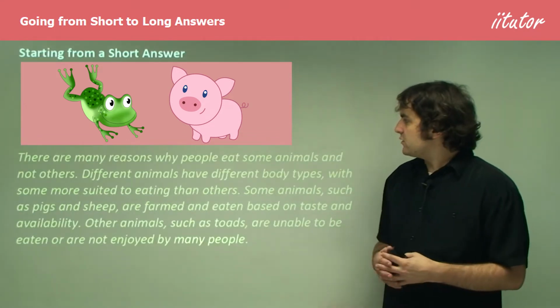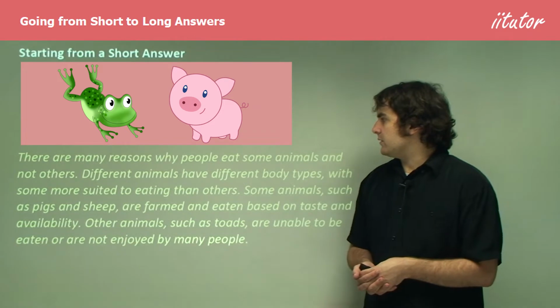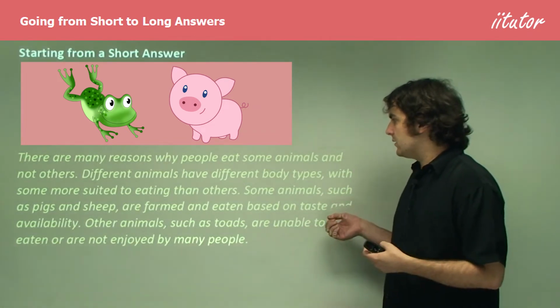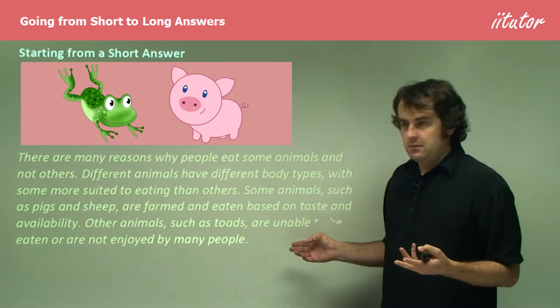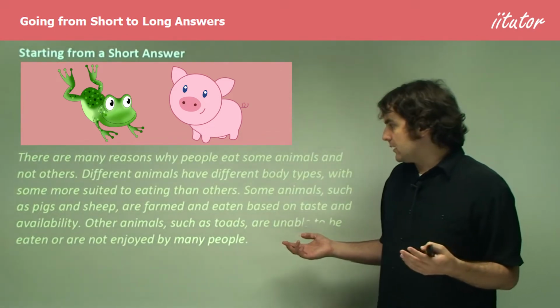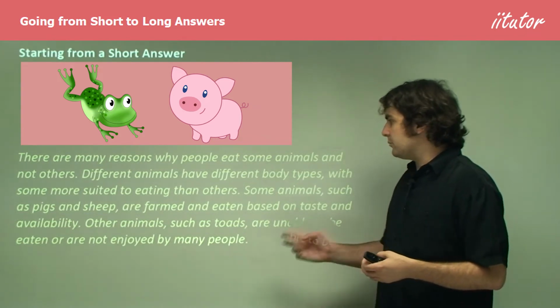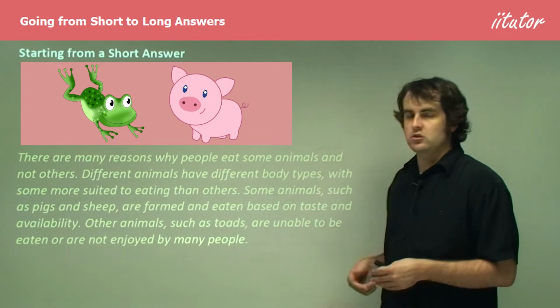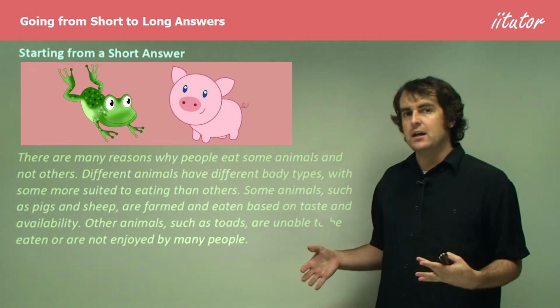There are many different reasons why people eat some animals and not others. Different animals have different body types, with some more suited to eating than others. Some animals, such as pigs and sheep, are farmed and eaten based on taste and availability. Other animals, such as toads, are unable to be eaten or are not enjoyed by many people. Okay, so that's a very good short answer question. However, it doesn't make an essay.